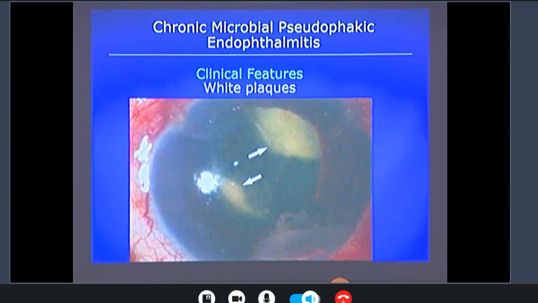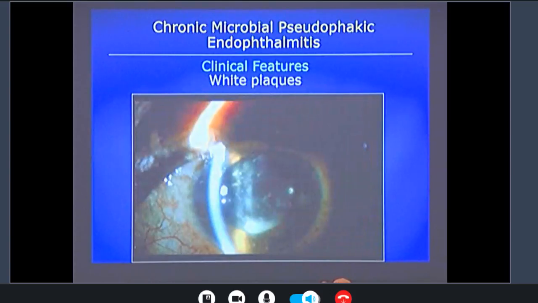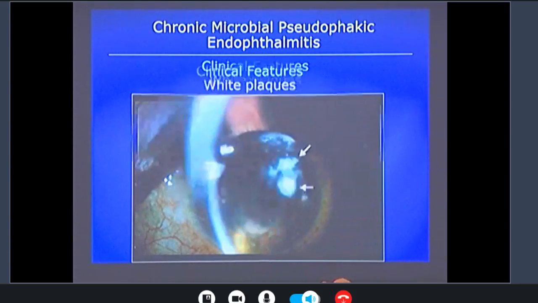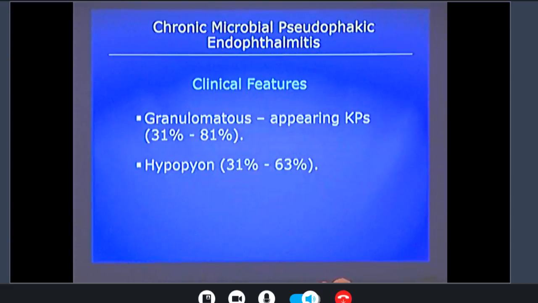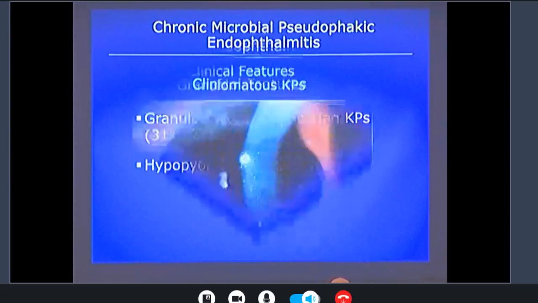This is one of the earliest cases that I presented here in the Grand Rounds many years ago. It was caused by Mycobacterium chelonae subspecies abscessus. So you can see the white capsular plaques. And this is another case. In about 30 to 80% of cases, you expect to see mutton fat keratic precipitates. Hypopyon can be seen in up to 60% of the cases.